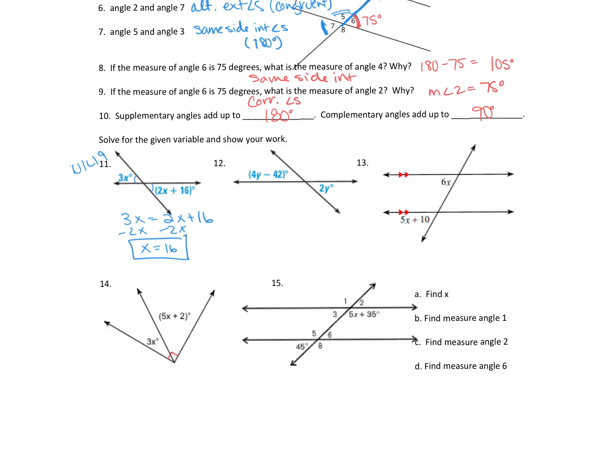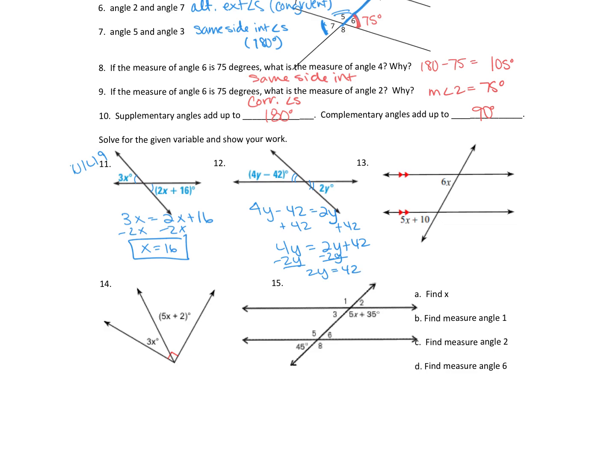Number 12 is also vertical angles. So my 4y minus 42 equals 2y. You can solve this a couple of ways. I'm going to keep everything positive. I'm going to add 42 to both sides, and I get 4y equals 2y plus 42. I'm then going to subtract the 2y over. I'm going to get 2y equals 42.